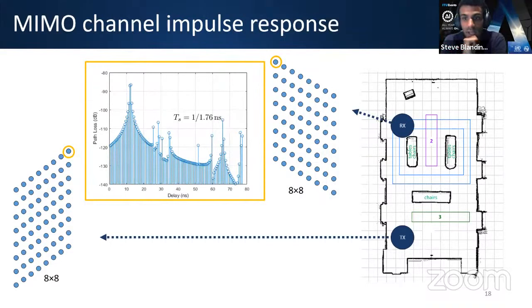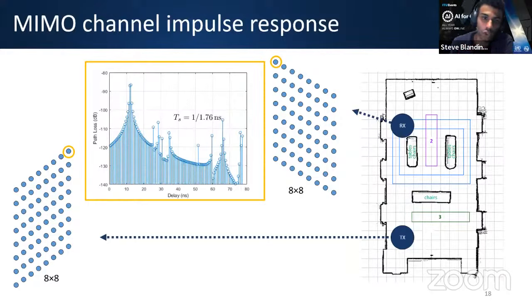So after the collection of the channel impulse response that Yelena just showed, what we do is create a MIMO matrix. We assemble the multipath components that we collected at 1.76 gigahertz, the common rate of 802.11ad, and we build the MIMO matrix assuming that we have 64 transmitting antennas and 64 receive antennas, using a panel of 8x8, basically.